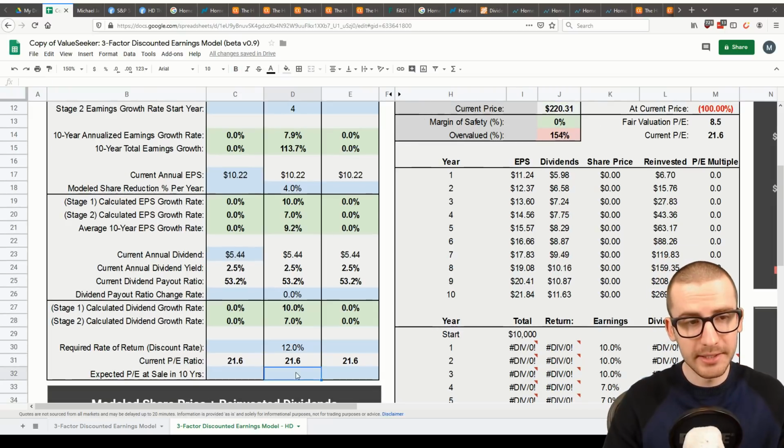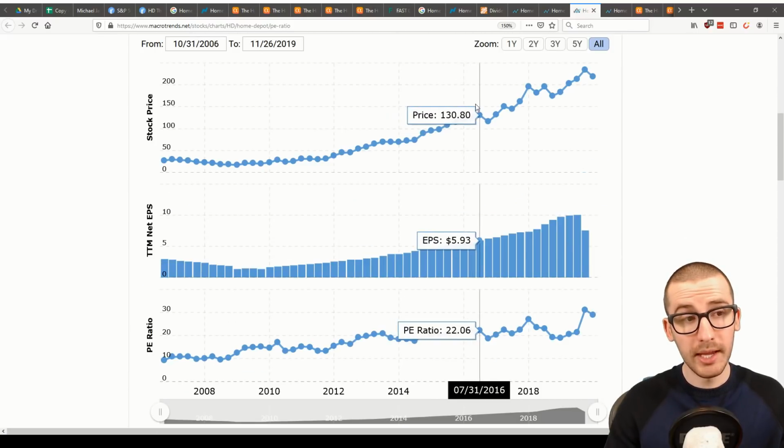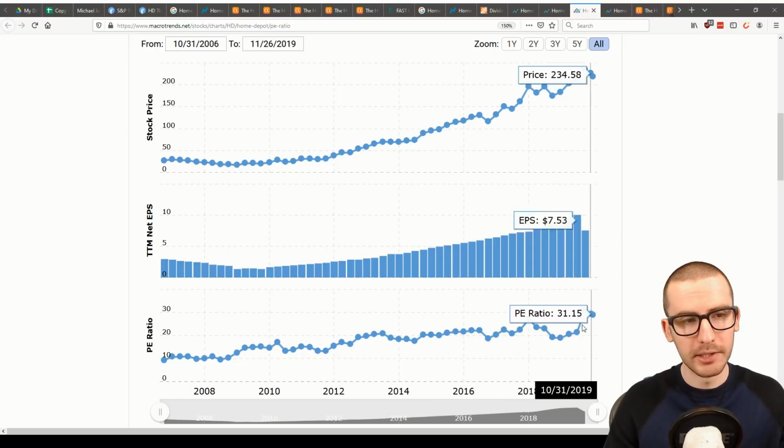And finally, our last assumption is the expected price to earnings ratio at the end of 10 years. For this, a helpful resource again is going back to Macrotrends and taking a look at the price ratios and then the price to earnings ratio over time. On the top, we have the stock price. In the middle, we have the trailing 12 months earnings per share. And on the bottom, we have the price to earnings ratio.